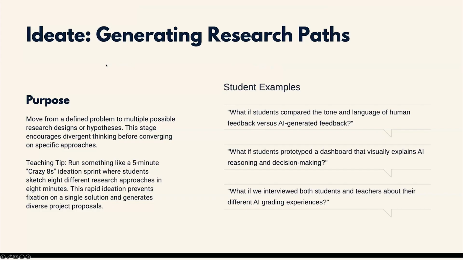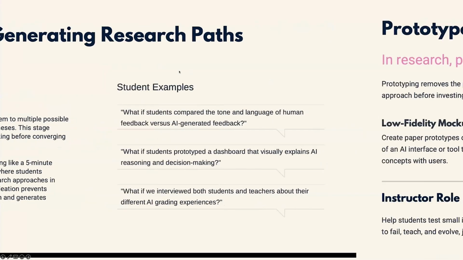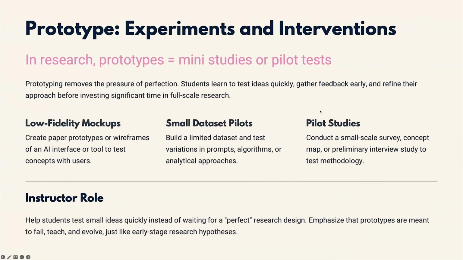So let's say that we're sticking with this question of how do we make AI grading more fair, right? This is where students can start to ask those what if questions. Well, what if we compare the tone and language of human feedback versus AI feedback? What if we prototype something that explains to us what's happening? What if we collect more data from both students and faculty members? We need more information, we need more perspective. So again, a really open-ended ideation approach.